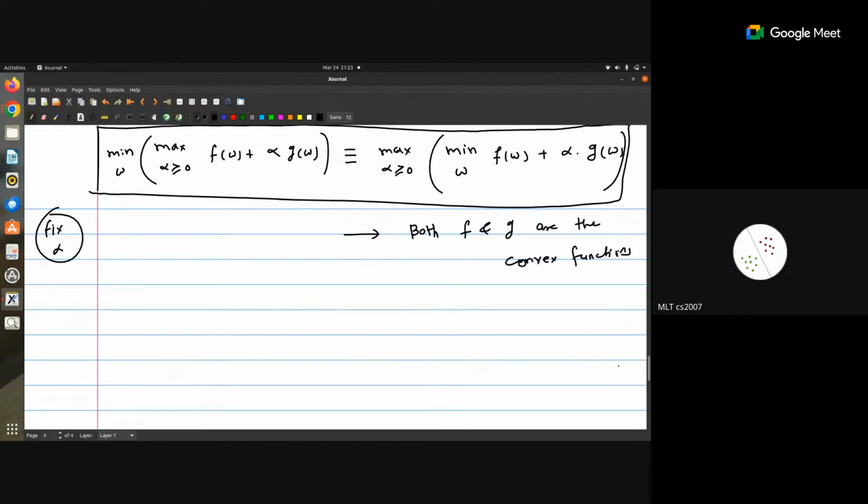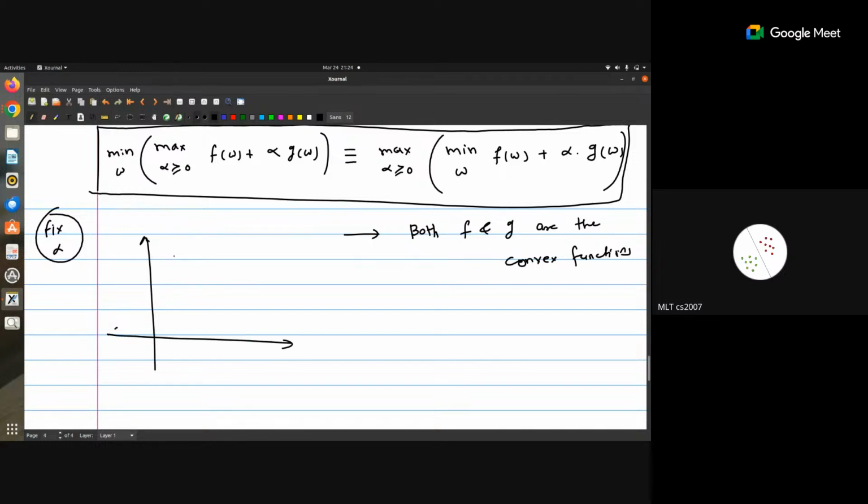Yes, the epigraph is the more general definition: the epigraph is the region above the function. And another is that the line joining two points on the function should lie above the function, its value should be greater than the function value. Yeah, so let me show you that part.